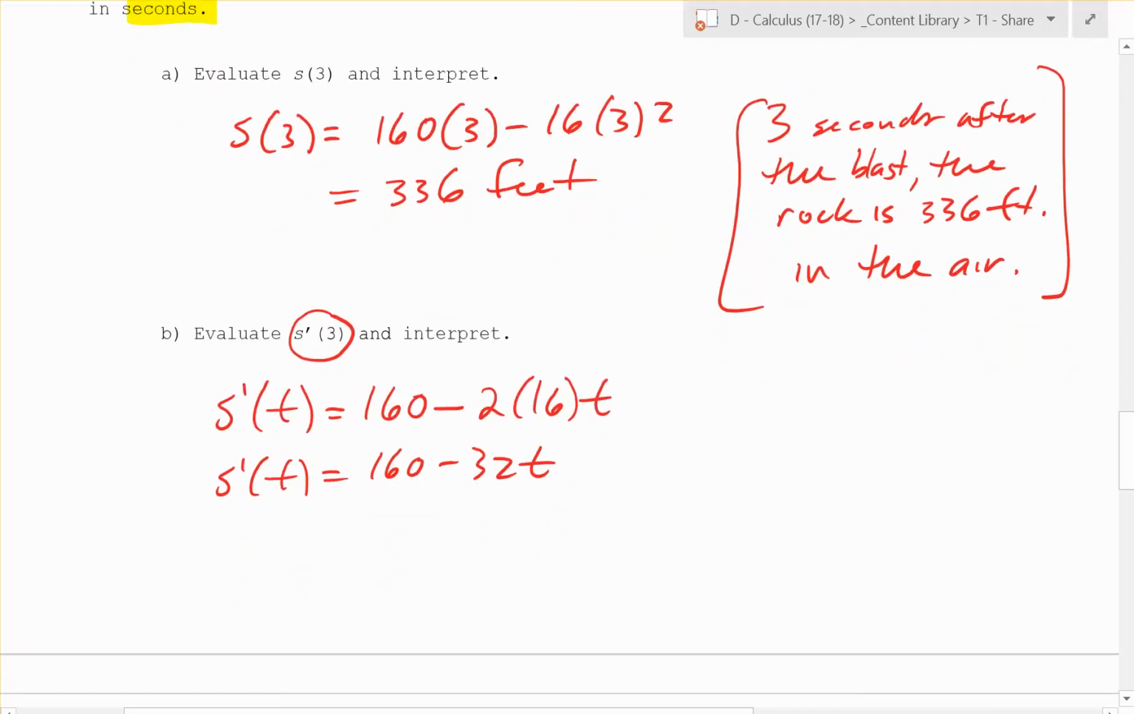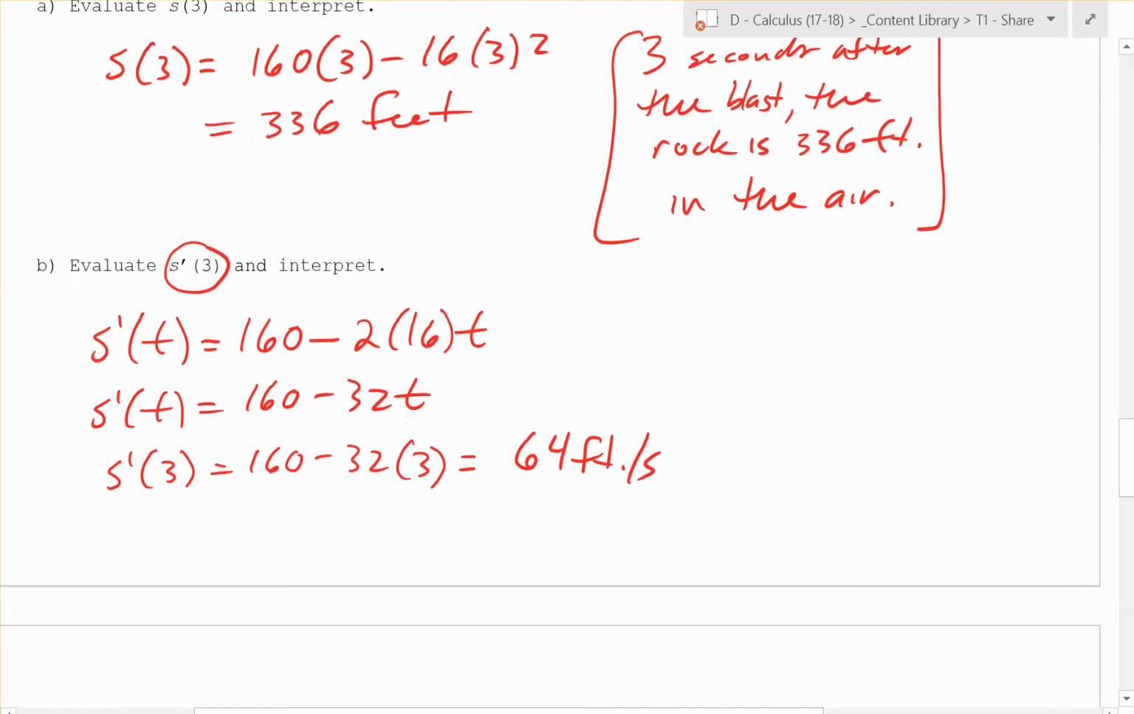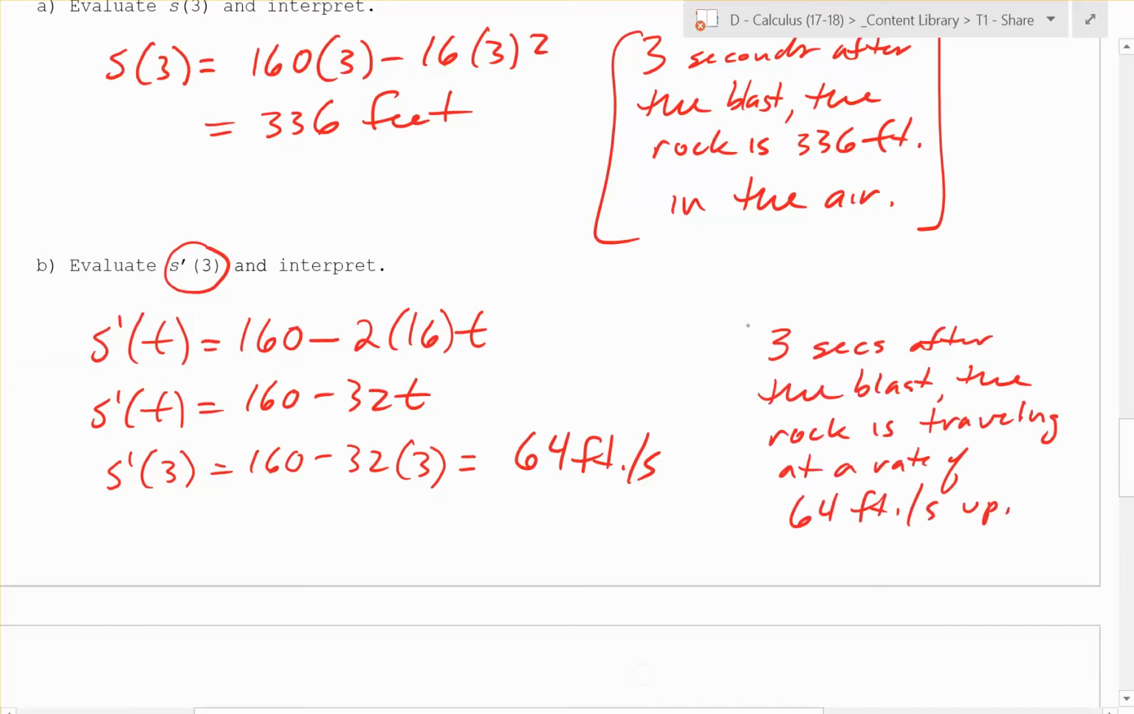And it says s prime of 3. So for s prime of 3, we plug in 3 into here. We end up with 64 feet per second. What does that mean? That 3 seconds after the blast, the rock is traveling at a rate of 64 feet per second up. It's important to say it's going up.